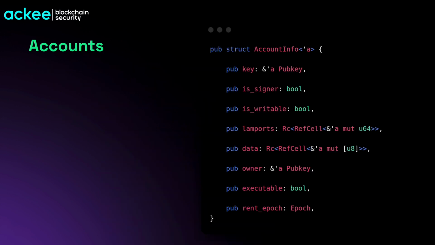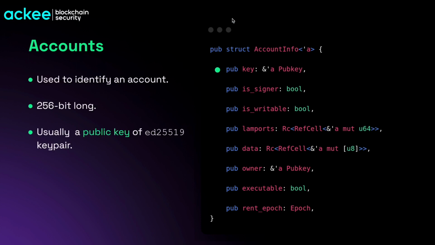So let's briefly talk about all the fields that are usually stored in accounts in Solana. The main one is essentially a key, which is a public key that is used to identify an account. It is 256 bits long, and it is usually a public key pair.